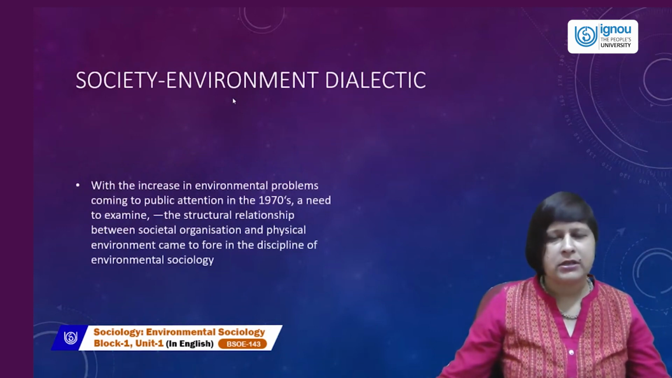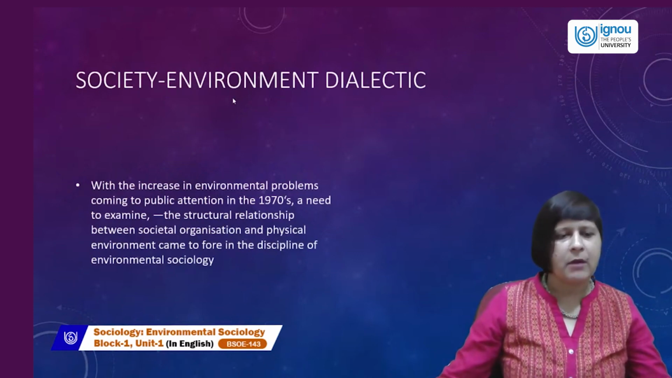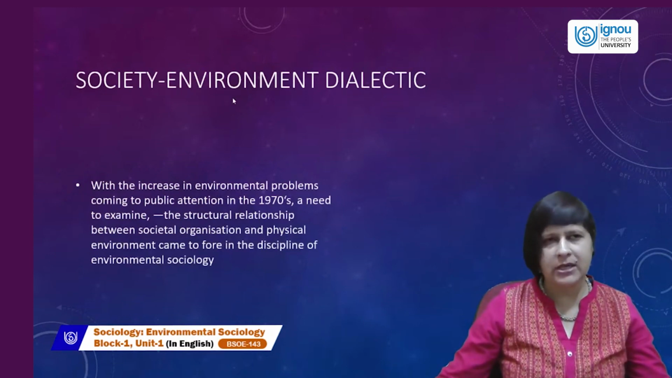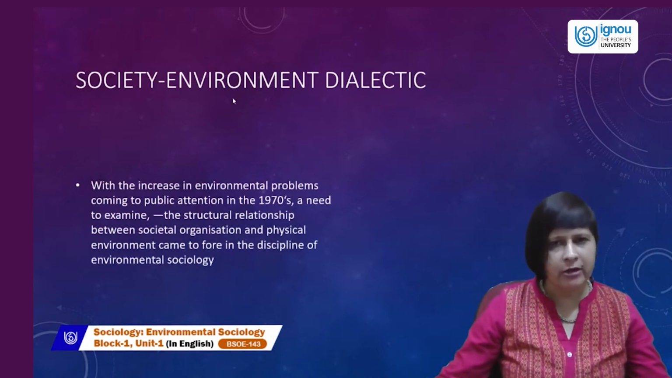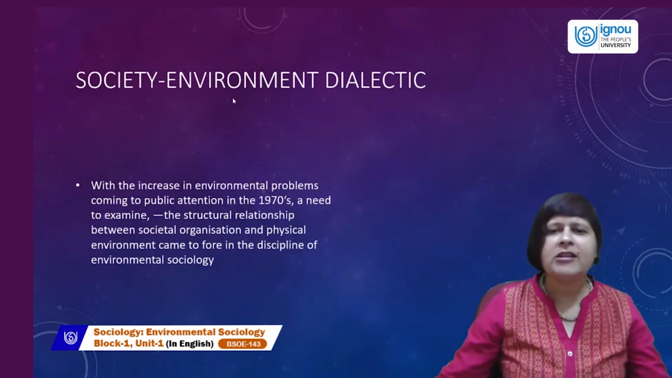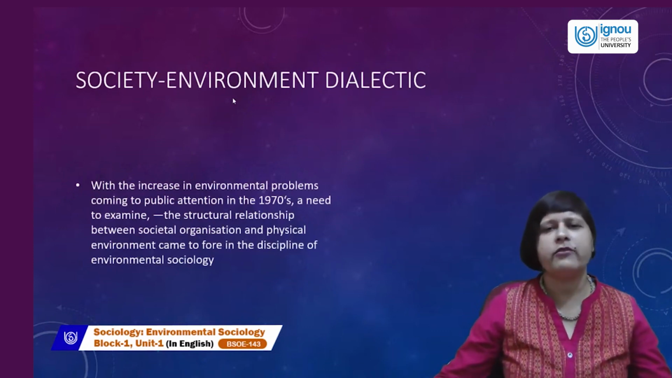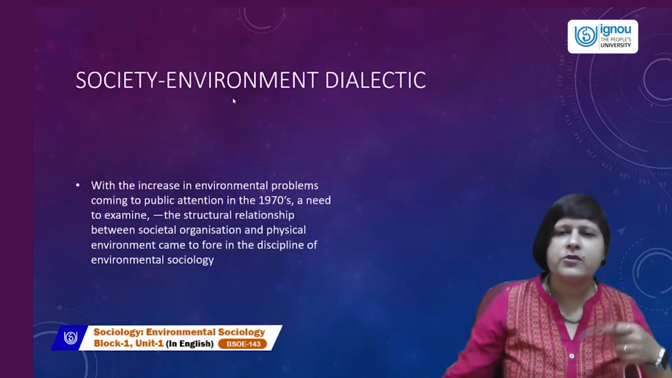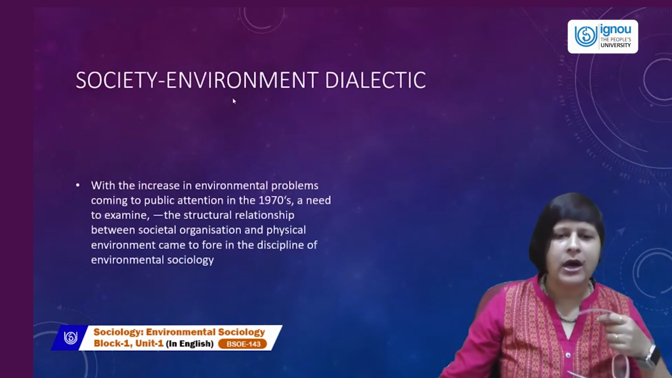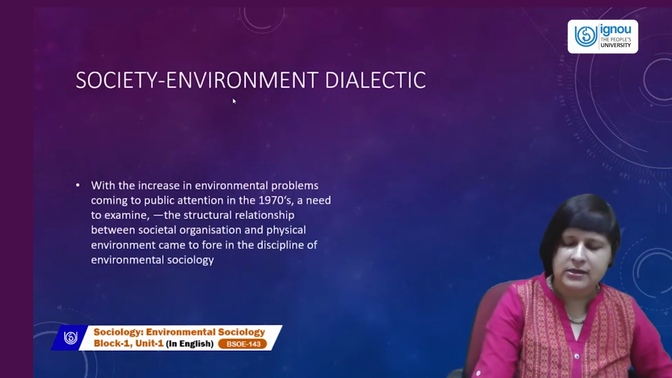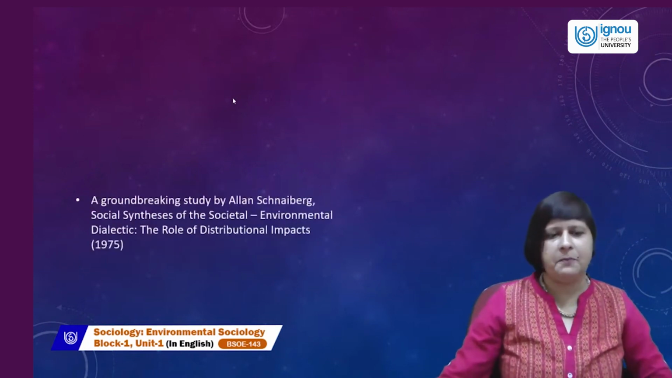Society environment direct. With the increase in environmental problems coming to public attention in the 1970s, a need to examine the structural relationship between societal organization and the physical environment came to the fore in the discipline of environmental sociology. The 1970s was a decade of the environment, right? Because of the increase in environmental problems, human beings started thinking about the environment, right? Then environmental sociology came up as a discipline.